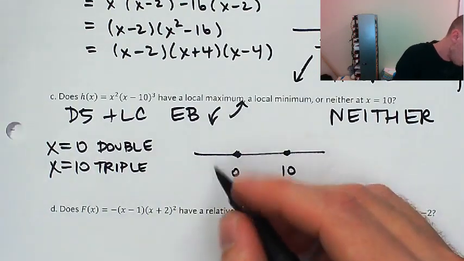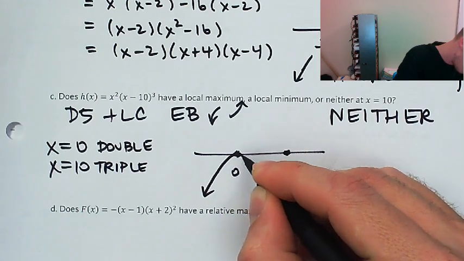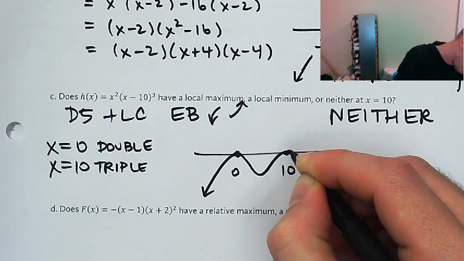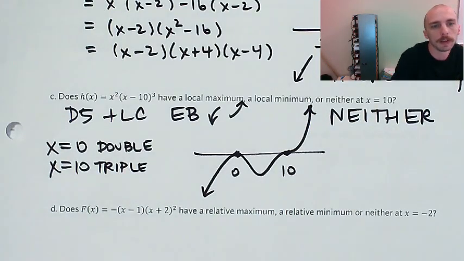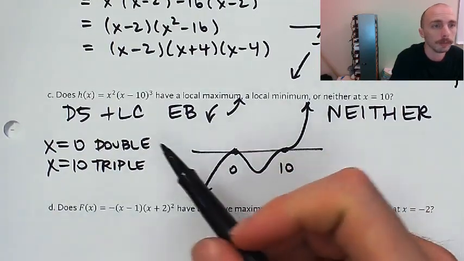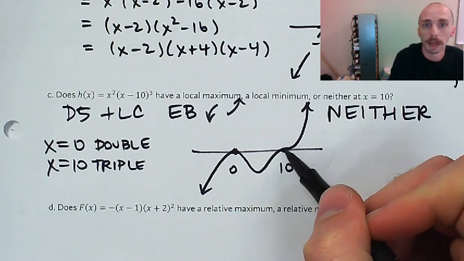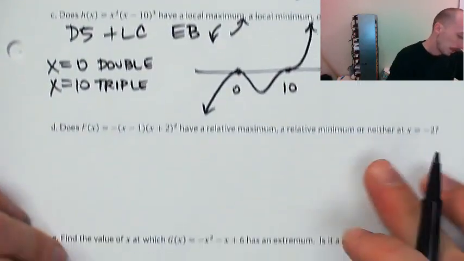Okay, so it's coming from below. It's going to bounce at x equals 0 because of the double root. And then it's going to hesitate but pass through at x equals 10. All right, and there you have it. At x equals 10, that is neither a maximum nor a minimum because the graph is not changing from increasing to decreasing. Or the function h is not changing from increasing to decreasing. It's going from increasing to hesitating to increasing again. Okay? There you go.